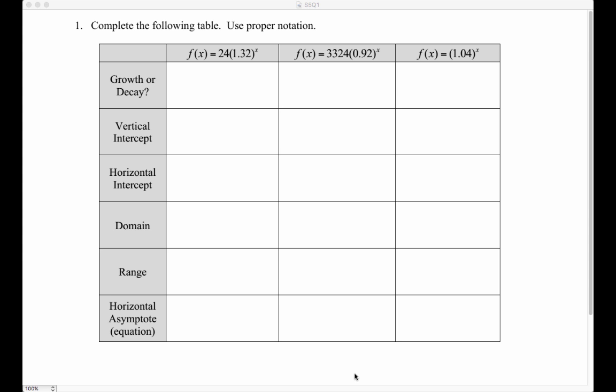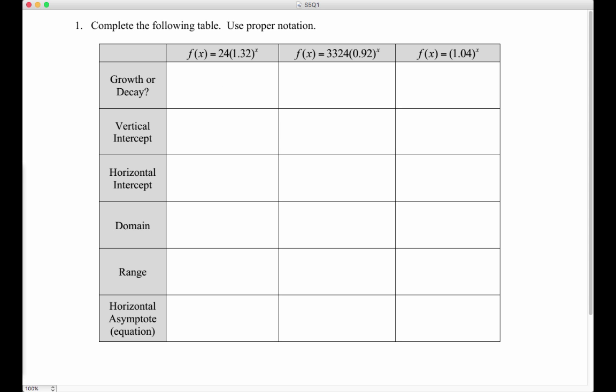So in this problem, they're going to ask us to fill in this table talking about these exponential functions. Our exponential functions are f of x equals 24 times 1.32 raised to the x, f of x equals 3,324 times 0.92 to the x, and then finally f of x equals 1.04 raised to the x. So let's go through these each one at a time.